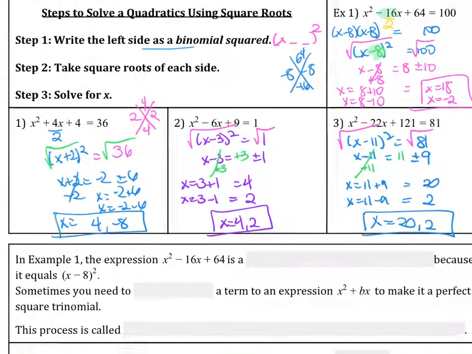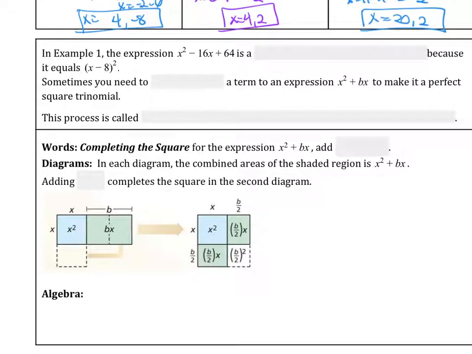So in example 1, the expression x squared minus 16x plus 64 is a perfect square trinomial because it equals x minus 8 squared. Sometimes you need to add a term to an expression x squared plus bx to make it a perfect square trinomial. This process is called completing the square.